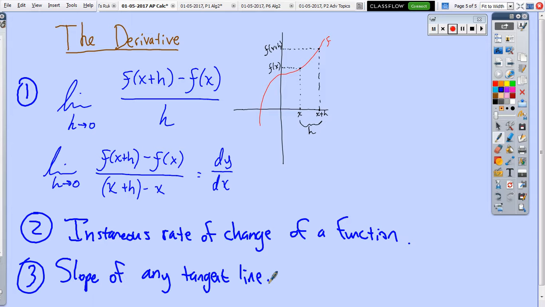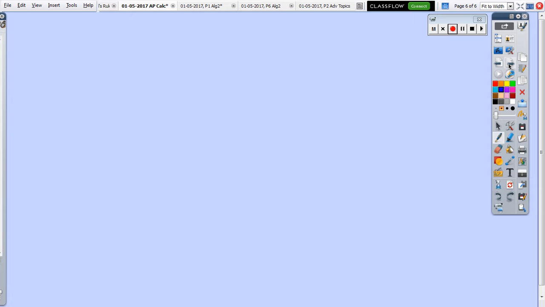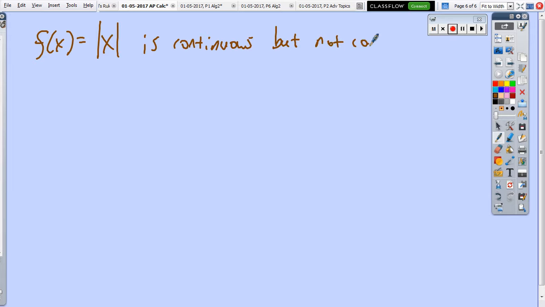Okay, so that's the fine detail that's worth noting, and I'll just write it. I know I have it in the notes before, but let's say f of x equals the absolute value of x is continuous but not considered a differentiable function.